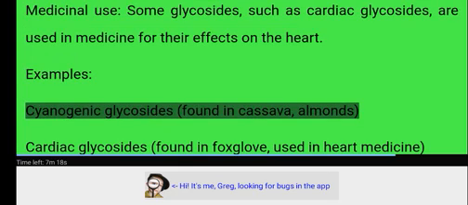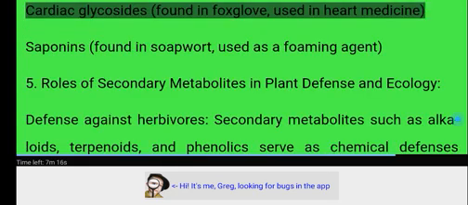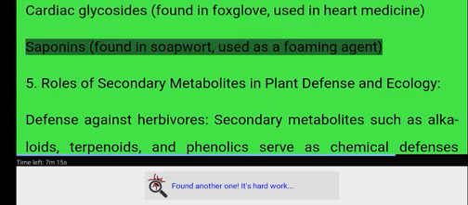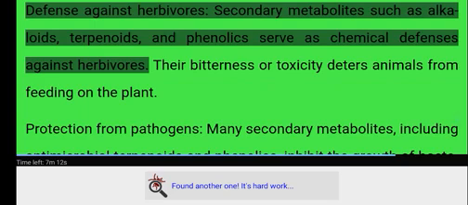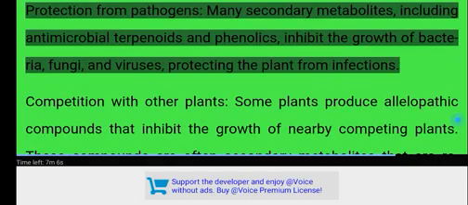Examples. Cyanogenic glycosides found in cassava and almonds. Cardiac glycosides found in foxglove, used in heart medicine. Saponins found in soapwort, used as a foaming agent. 5. Roles of secondary metabolites in plant defense and ecology. Defense against herbivores. Secondary metabolites such as alkaloids, terpenoids, and phenolics serve as chemical defenses against herbivores. Their bitterness or toxicity deters animals from feeding on the plant.